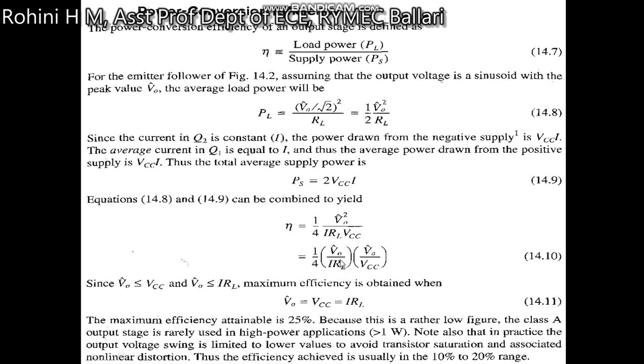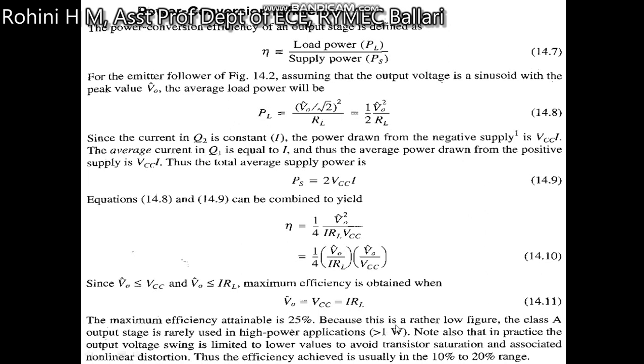Here V naught is less than or equal to I into RL, and V naught is less than or equal to VCC. So we obtain maximum efficiency only when V out is equal to VCC is equal to I RL, and all these terms will cancel. So we get the maximum attainable efficiency as 1 by 4, that is 0.25. So in percentage, the maximum attainable efficiency is 25%.